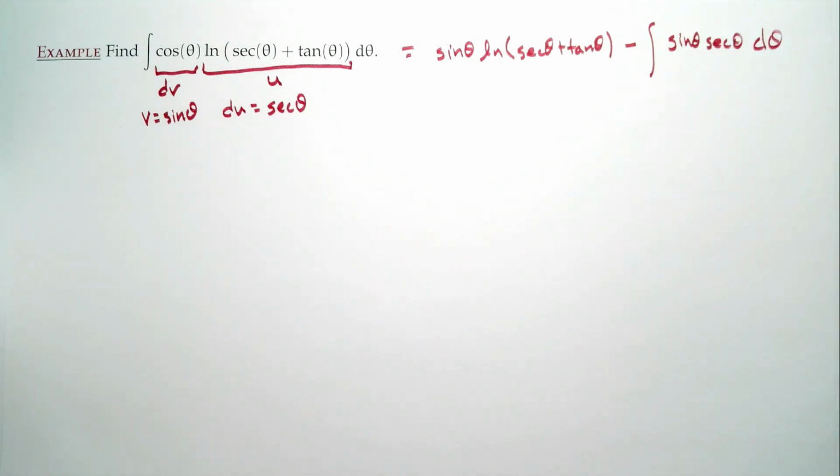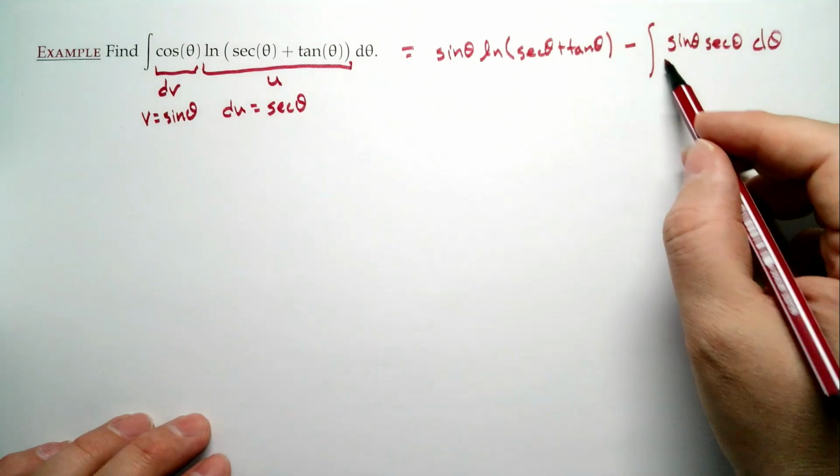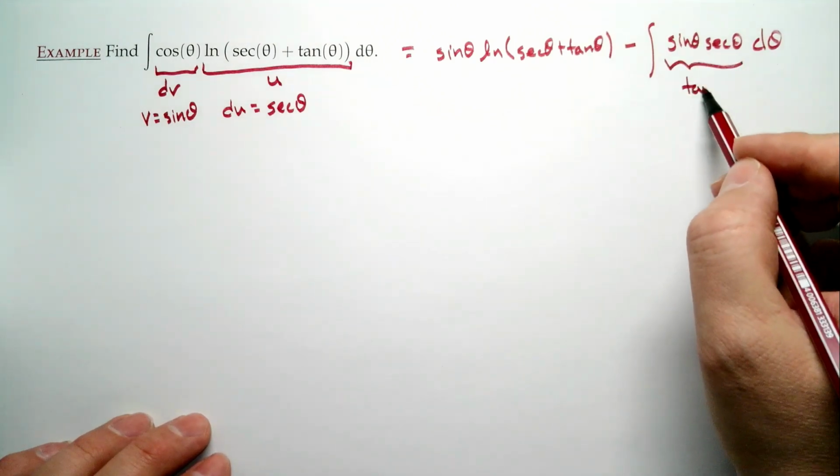At least the second integral feels more comfortable. We've gotten rid of that really unpleasant-looking natural log. How can we start to approach integration of sine times secant? Secant is 1 over cosine, so sine times secant is sine times 1 over cosine, or, fancy, sine over cosine. So this is tangent.